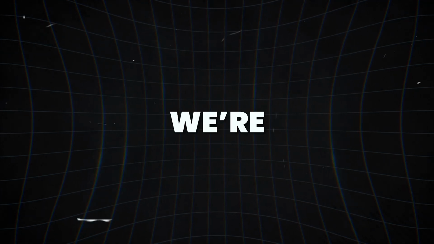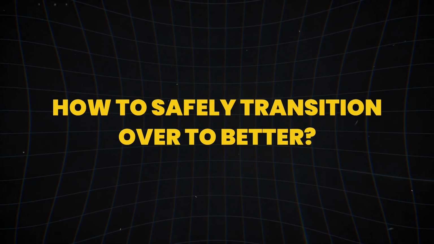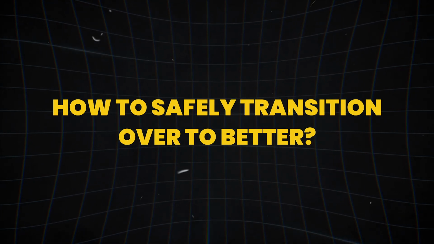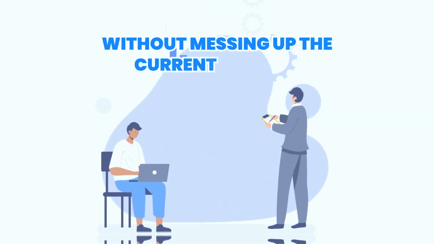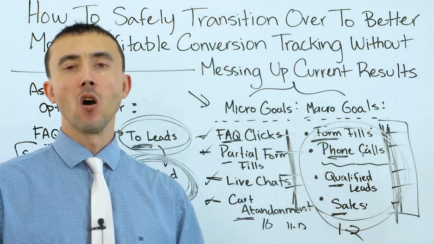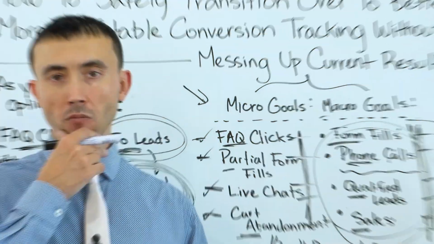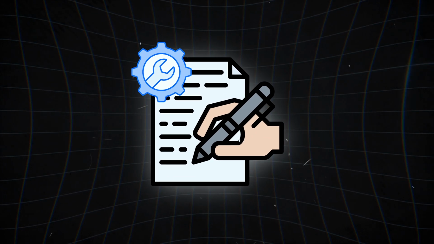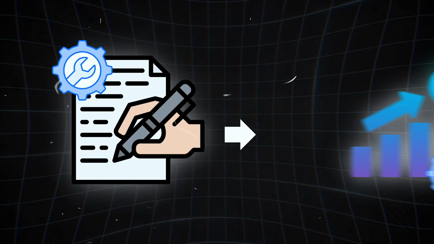Okay, today's video, we're going to talk about how to safely transition over to better, more profitable conversion tracking without messing up your current results that you have on your ad account already, okay? So what I mean by this is, if you're optimizing, let's say, for form fills right now, and you want to then optimize for sales revenue, which, if you watch my other videos, you should know how important that is and why you'll make at least 3 times as much money long-term doing this.